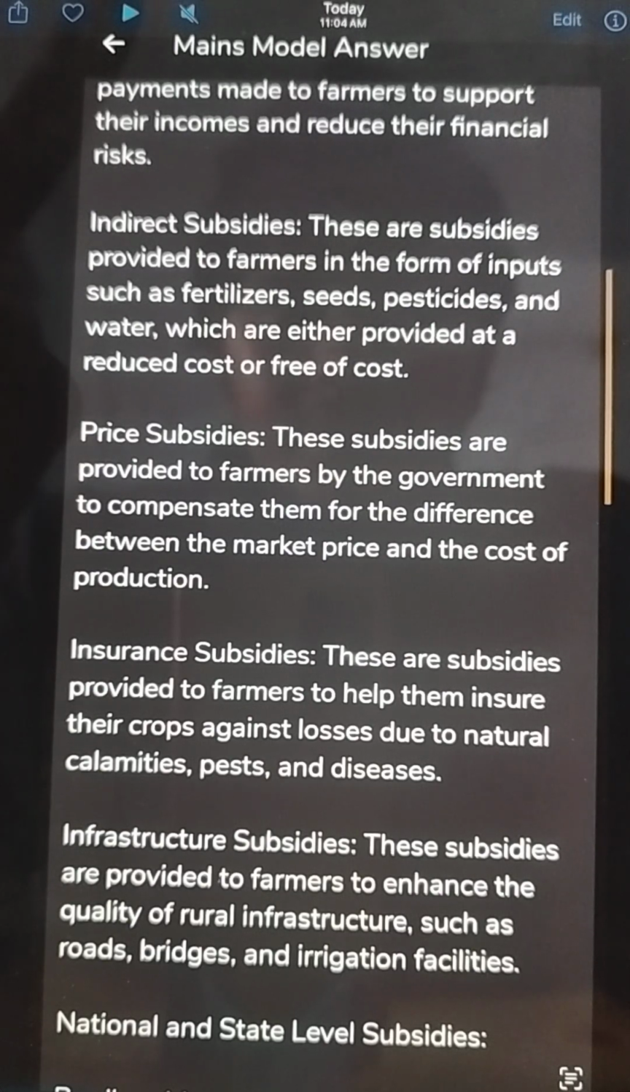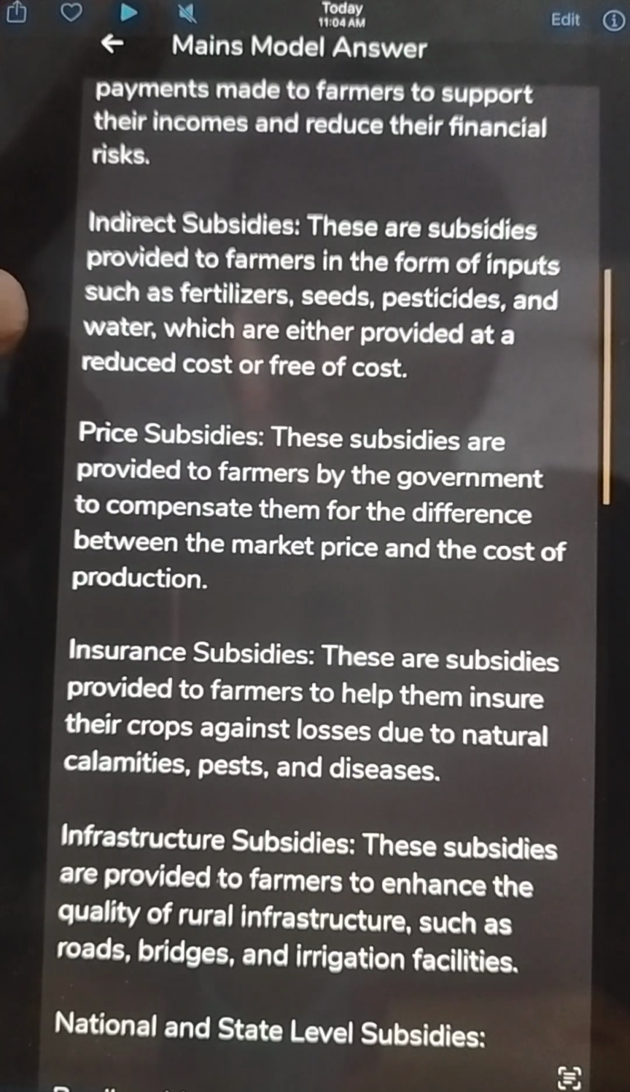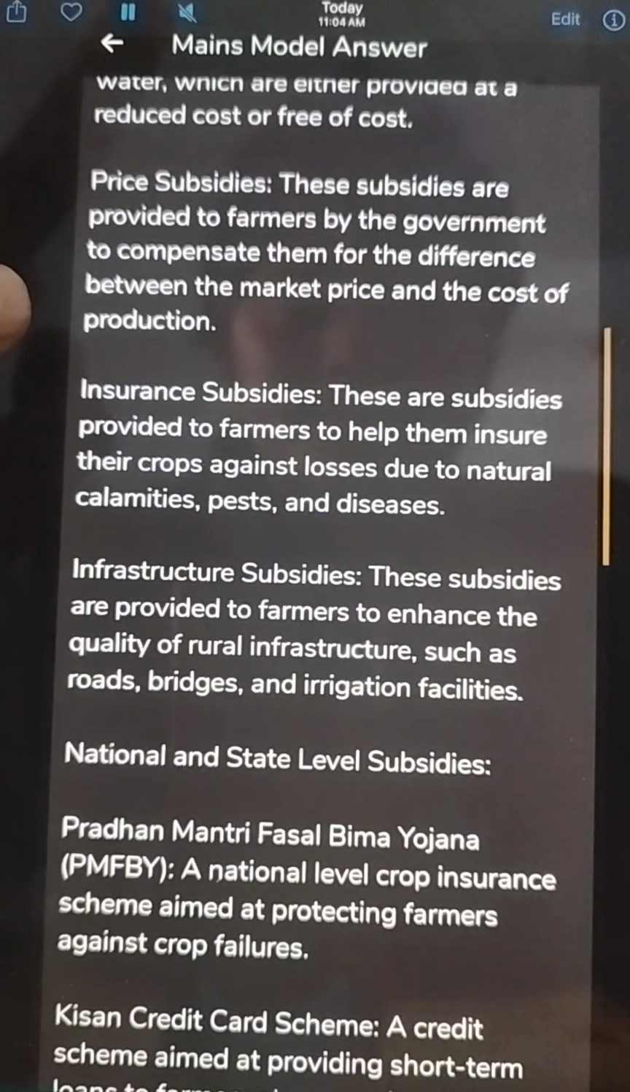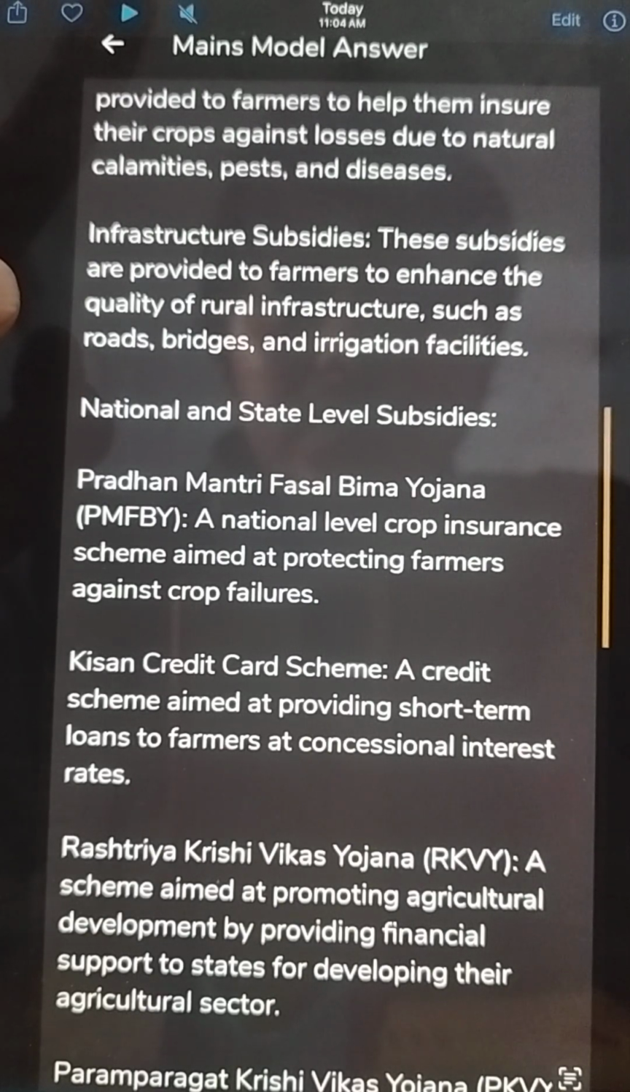These are the subsidies provided to farmers to help them insure their crops against losses due to natural calamities, pests, and diseases. Then fifth is infrastructural subsidies. These subsidies are provided to farmers to enhance the quality of rural infrastructure such as roads, bridges, and irrigation facilities. Then comes national and state level subsidies.